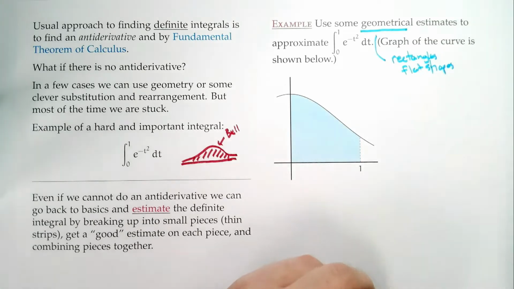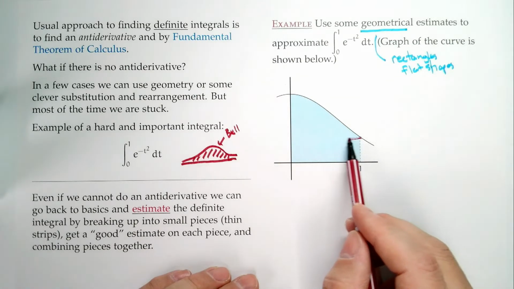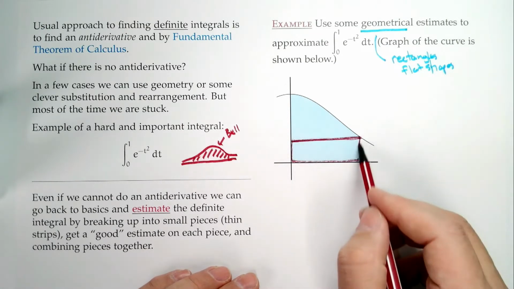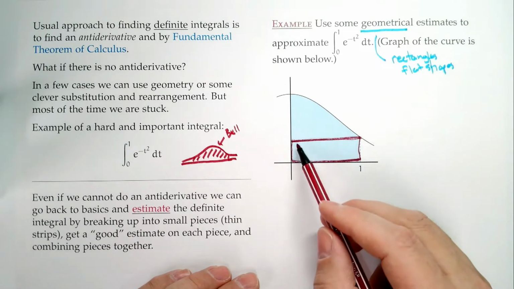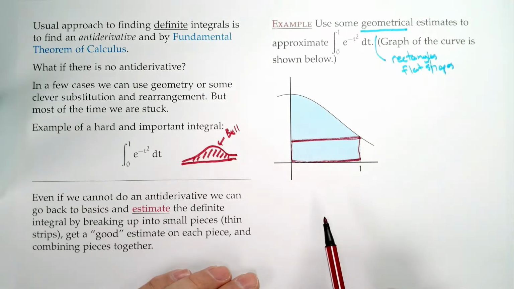Triangles, maybe. Well, something. So what can we do? Well, there's some things that we can do. One of the things we can do is be really simple and say, hey, I can put a little box downstairs. Here's a little box. And I definitely know that the total area is at least as large as this box.